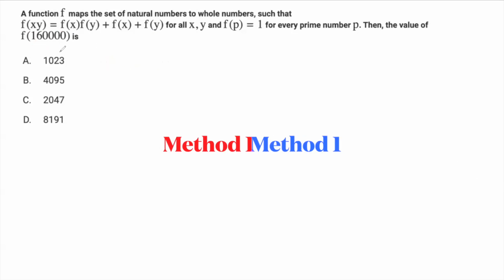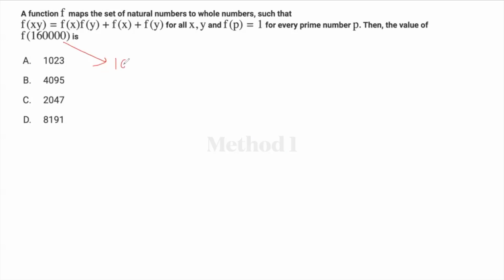So let's look at the first approach of solving this question, guys. We want to find f of 160000. Let's split this as 16 into 10 raised to 4. Now, 16 is also 2 raised to 4, and 10 raised to 4 can be further factorized as 2 raised to 4 into 5 raised to 4, right? So technically, this entire number can be written as 2 raised to 8 into 5 raised to 4.